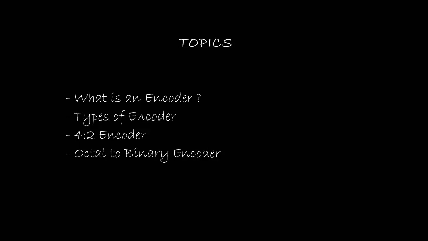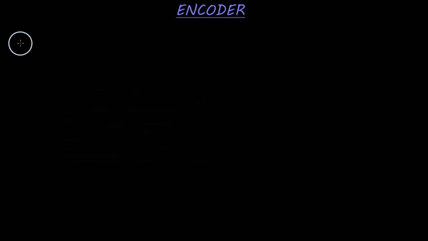So in this video, we will be covering what an encoder is, what the different types of encoders are, and we will be shedding some light on what a 4:2 encoder is, followed by what an octal to binary encoder looks like. So let's get started. An encoder is another one of our combinational logic blocks.